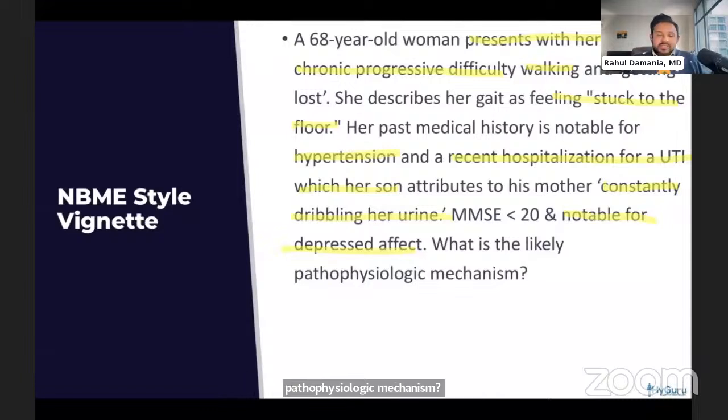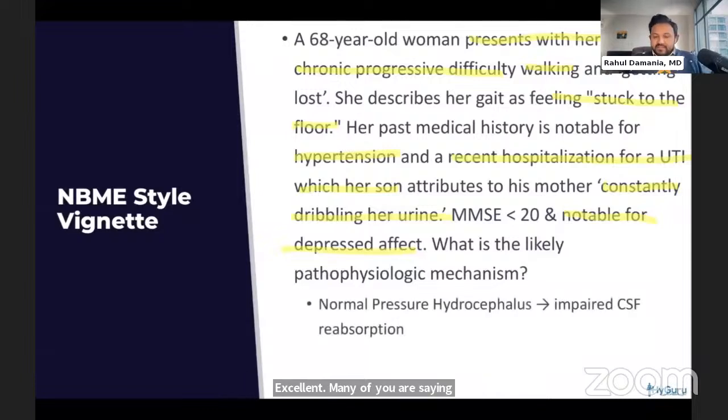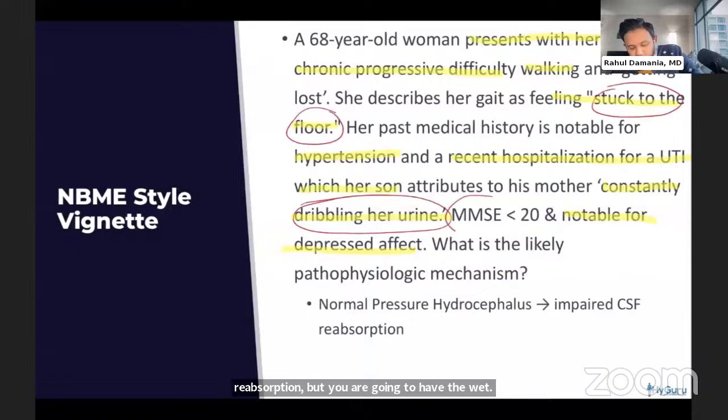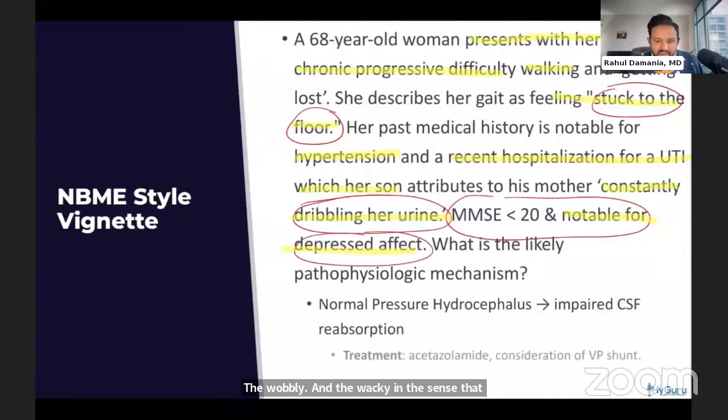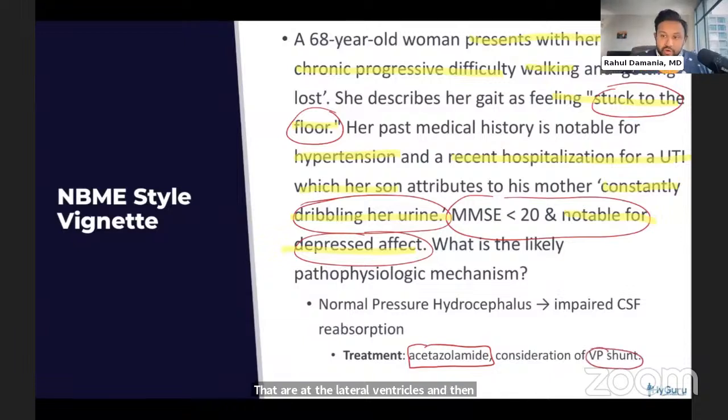Excellent. Many of you are saying normal pressure hydrocephalus. This is typically due to impaired CSF reabsorption, but you are going to have the wet, the wobbly, and the wacky in the sense that they are going to have mood changes and dementia. Treatment is going to be acetazolamide, again, a carbonic anhydrase inhibitor that can reduce the amount of CSF production from the ependymal cells that are at the lateral ventricles, and then also consideration of a ventriculoperitoneal shunt, which is going to reduce the hydrocephalus.